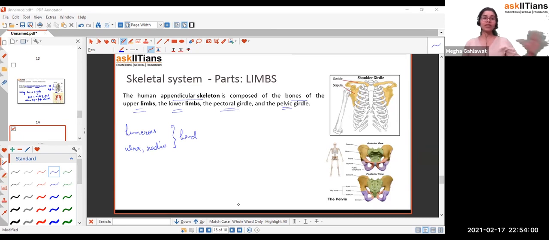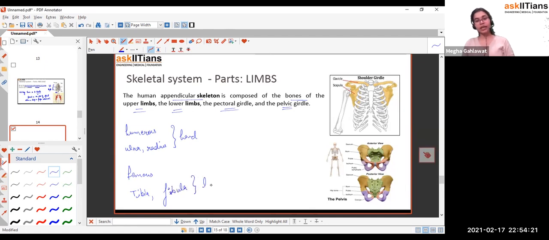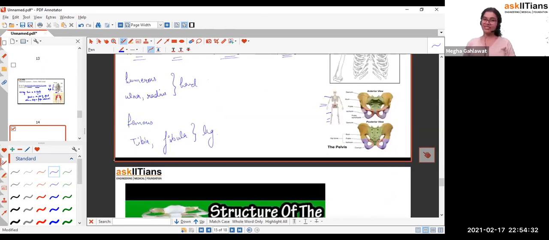For the leg bones, we have the thigh bone, which is the longest bone, called the femur. And then we have the tibia and fibula. It's very important to make sure that you do not get confused between these two. These are the leg bones. So this is the femur, this is tibia and fibula, and this is the humerus, this is radius and ulna. So that being said, we're going to finish today's lecture.